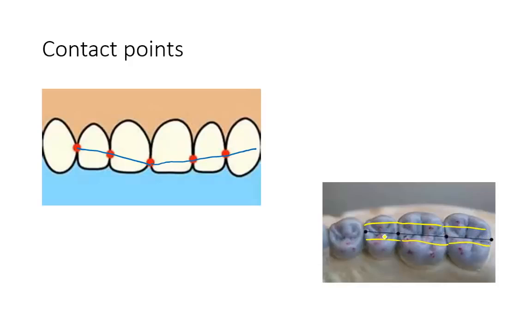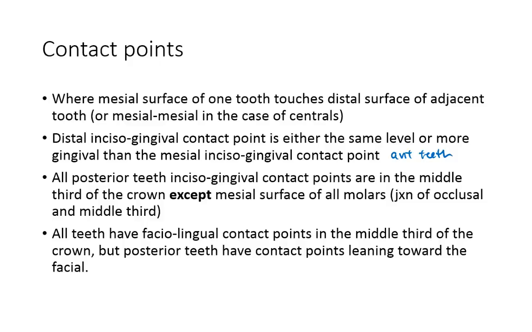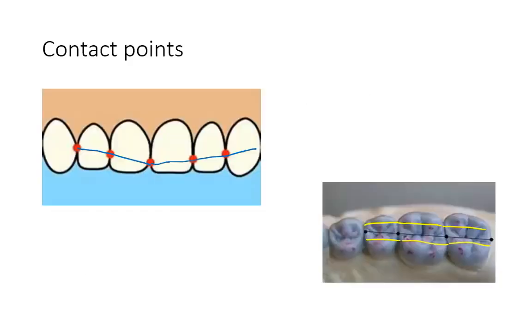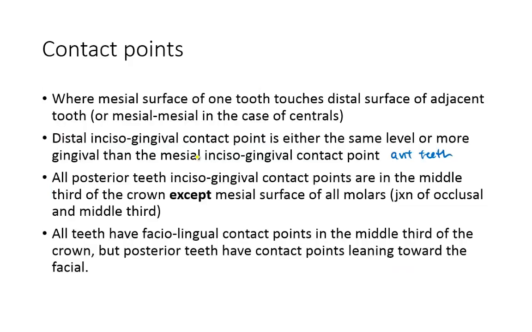No matter what, for all teeth, the buccal lingual contact point is going to be in the middle third, so that's going to be easy to remember. So what you mostly are going to be remembering when you talk about contact points is going to be the mesial and distal incisal gingival contact points.